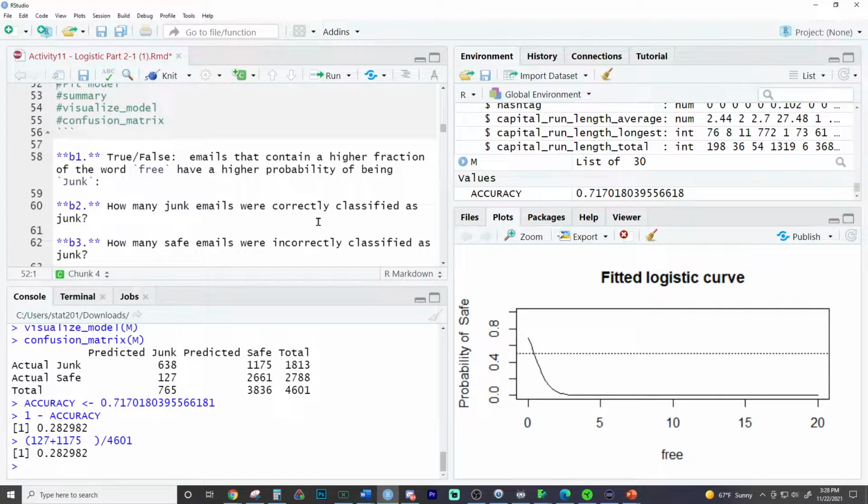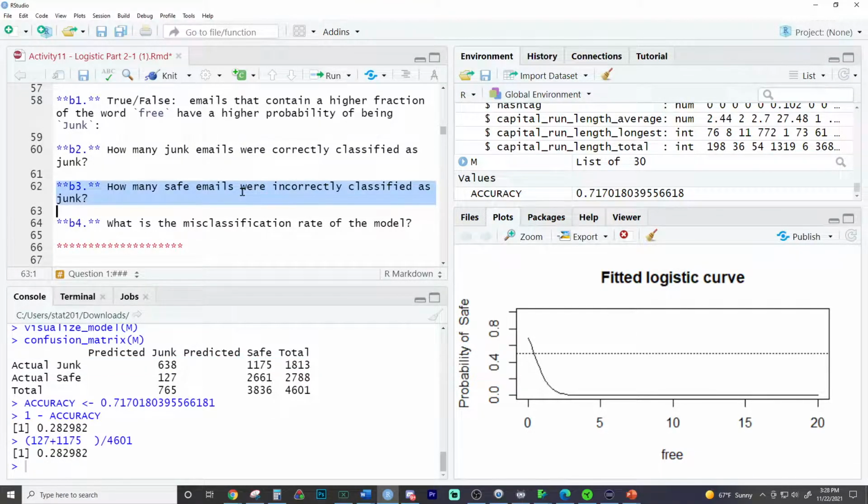How many junk emails were correctly classified as junk? So now we need to know, of the actual junk emails, how many of them were correctly classified as junk. Here are the actual junk emails, and there's the answer right there: 638 out of the 1,813.